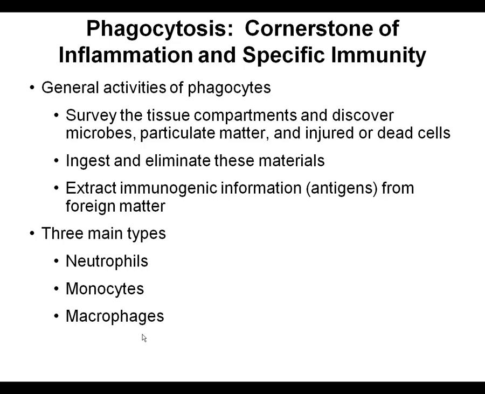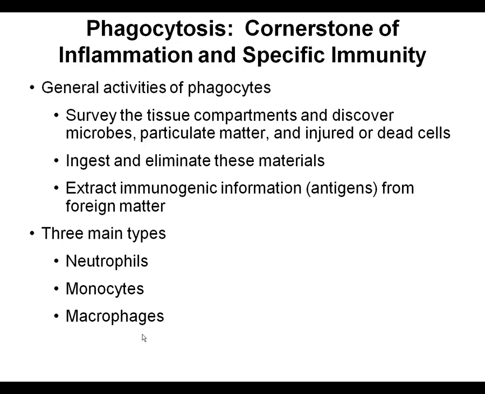The next mechanism that I want to talk about is phagocytosis. Phagocytosis, in my opinion, is a much easier process to understand than inflammation because it is a very step-by-step process. Basically, phagocytic cells are going to survey any type of tissues. They're going to look for microbes, anything that is not normal host tissue. They're also going to look for injured and dead cells, and ingest and eliminate them so that they don't cause damage.